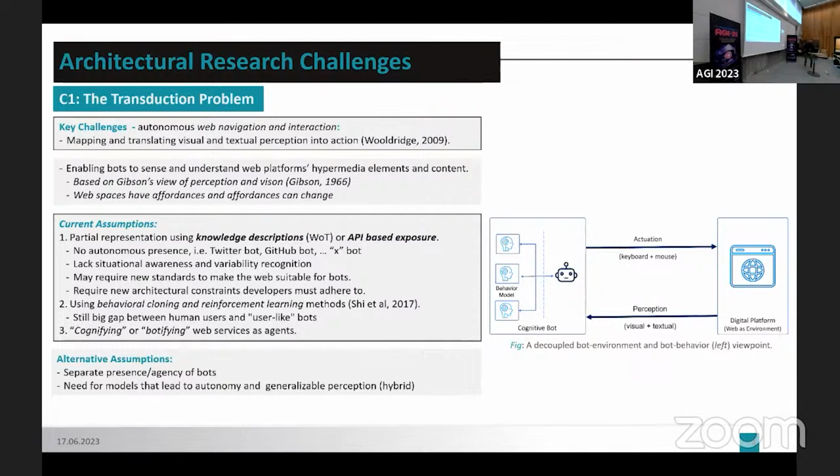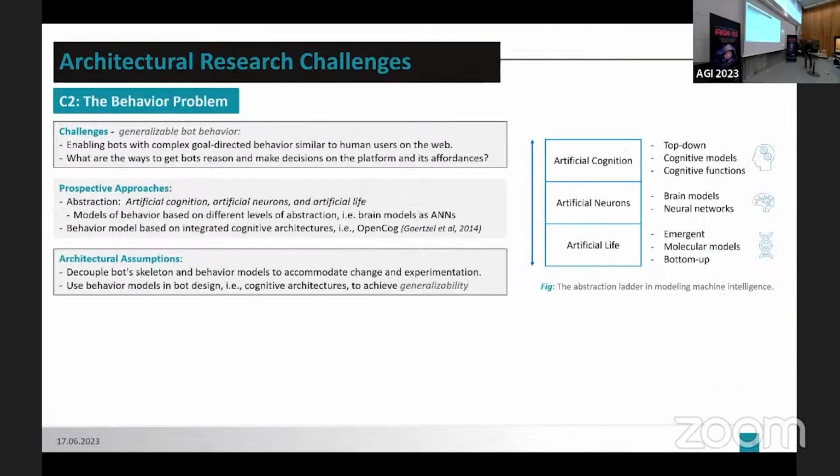So the most recommended approach is to separate the agent or the bot from the platform or from the web environment. In that way, autonomy can be achieved. And yes, there are other assumptions as well. So this is the first challenge.